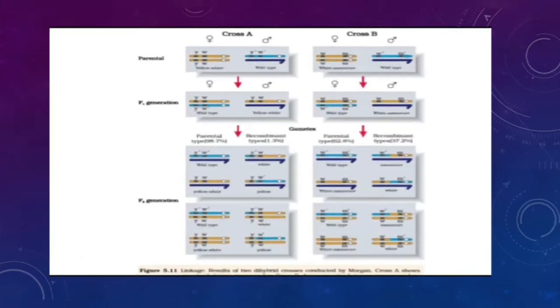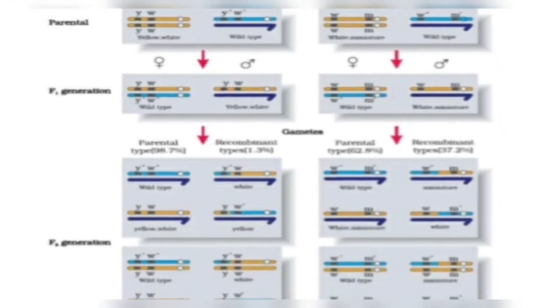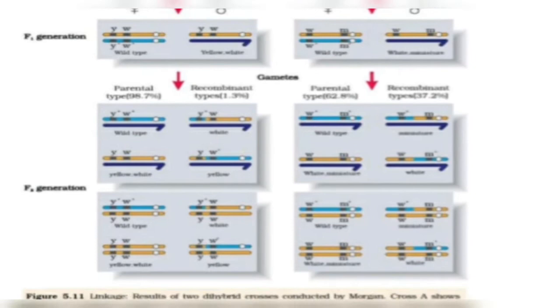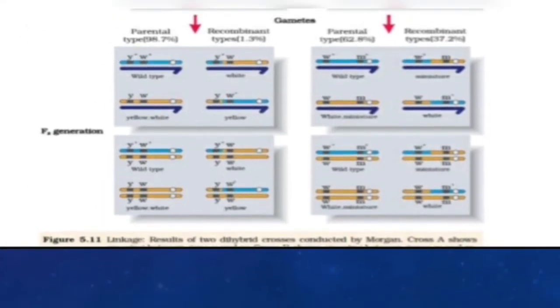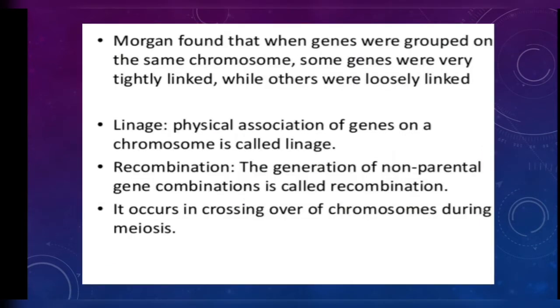Can you see in this particular diagram how the yellow and white were crossed with wild type, and when he received wild type in the F1, on self-crossing, what did he get? 98.7% parental and 1.3% recombinant, which should have been 62.8 and 37.2 respectively. The ratio should have been 9:3:3:1, where if we calculate, parental are 10 and 6 are recombinant, the right-hand side ratio should have been there, but it was not there. So this proved the phenomenon of linkage.